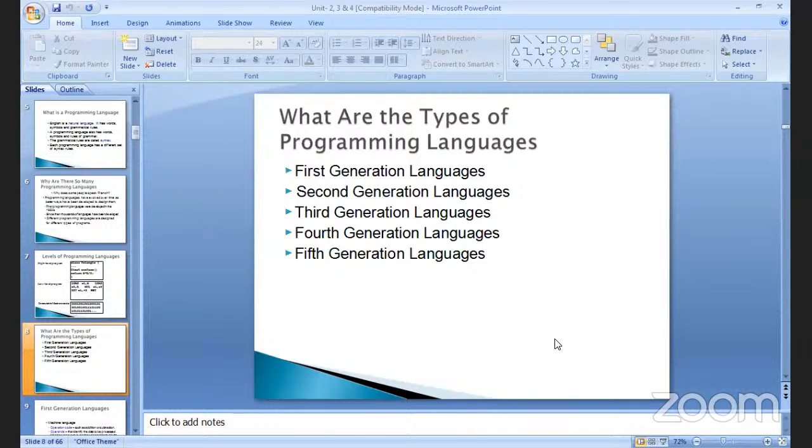And again, we have generations of programming languages: the first generation language, the second generation language, the third generation language, and the fourth and fifth generation languages. These are all very basic concepts.